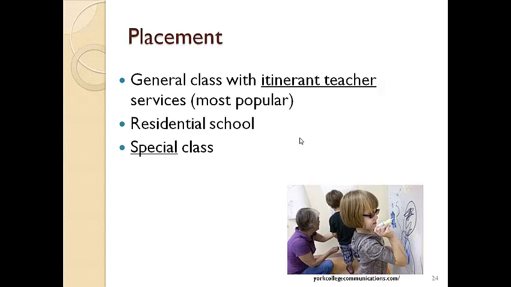We have special classrooms. On a given campus, you would have a special classroom where all the children have some form of visual impairment, and they would have their specialized teacher with them. As far as residential schools go, we have very few of them. Students actually live there. Just a little over 6% of students with visual impairment between the ages of 6 and 21 are placed in residential institutions.